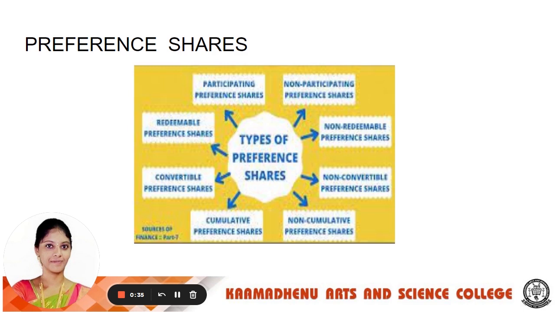Next, redeemable preference shares are issued on the condition that they will be redeemed after a specific term. Non-redeemable means they will not be redeemed by the company. Next, convertible shares can be converted into equity shares. Non-convertible means they cannot be converted into any shares. These are all the types.